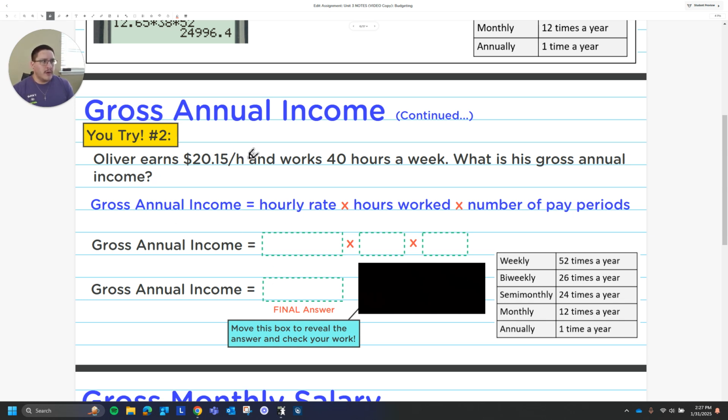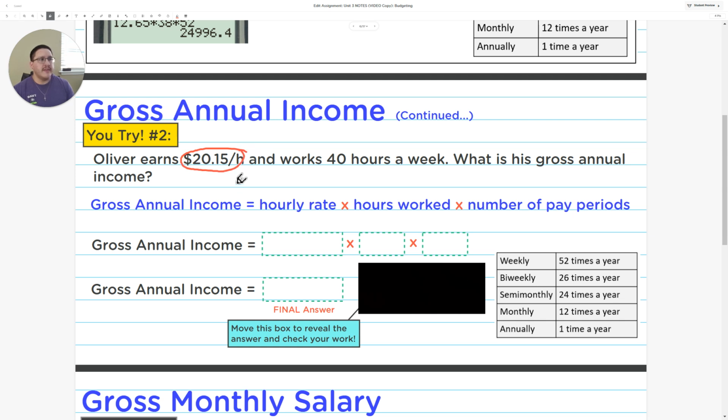So, Oliver earns $20.15 per hour and has worked 40 hours a week. What is his gross annual income? So, this is weekly, which means I'm going to be using 52 times a year eventually. If it said every other week, I would have used bi-weekly. If it said twice per month, I would have used semi-monthly. Monthly for 12 times a year, and then so on and so forth.